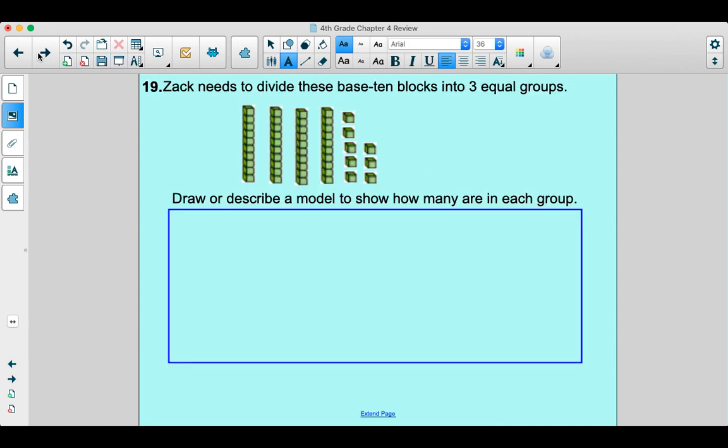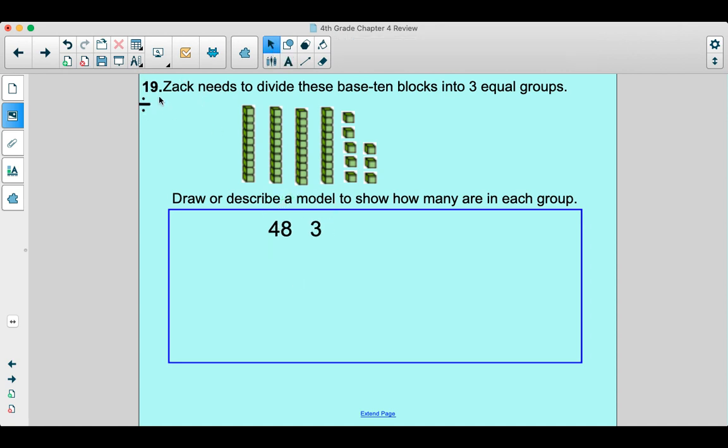All right, last page, number 19. Zach needs to divide these base 10 blocks into 3 equal groups. Draw or describe a model to show how many are in each group. All right, so first you have to find out how many blocks you've got, right? 10, 20, 30, 40, 41, 42, 43, 44, 45, 46, 47, 48. So basically we are doing 48 divided by 3.